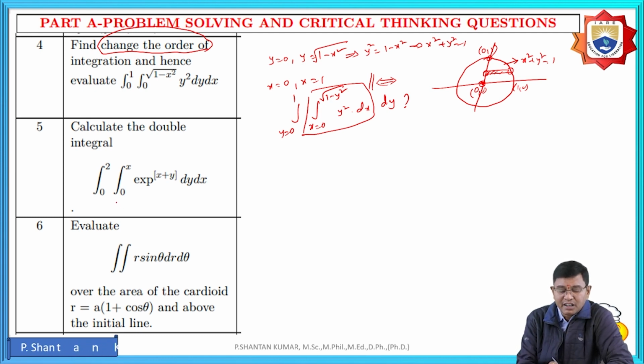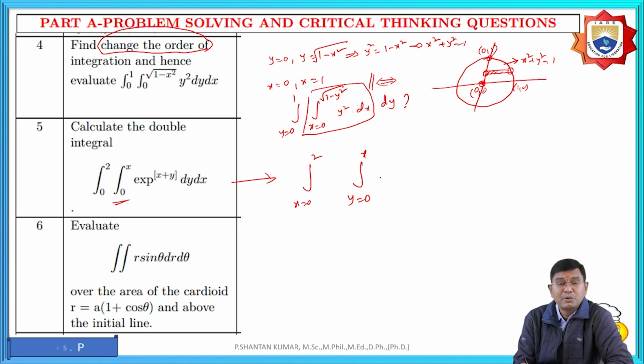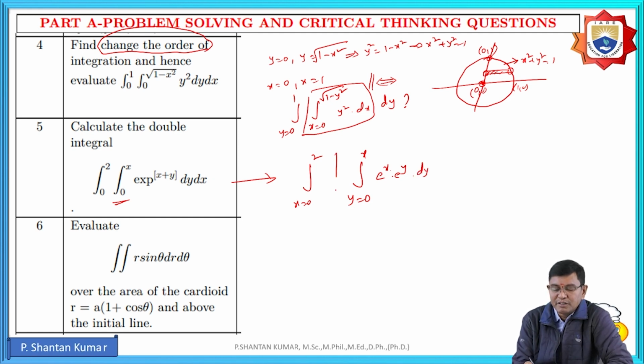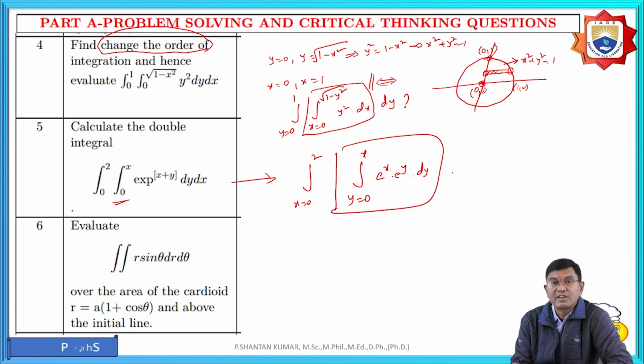Here also no condition is given, but in this problem y and x are given: y goes from 0 to x, and then x goes from 0 to 2, with the integrand exponential of x plus y, which is nothing but e to the power x into e to the power y. First we need to integrate with respect to dy, and after that with respect to dx, and find the solution.